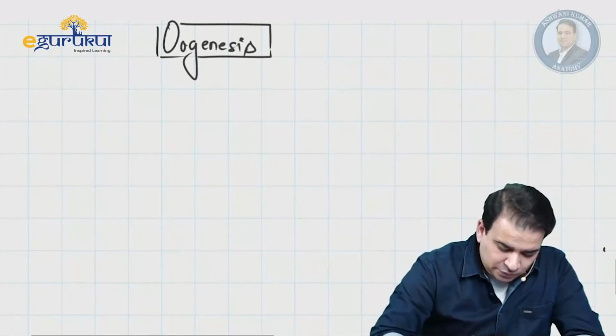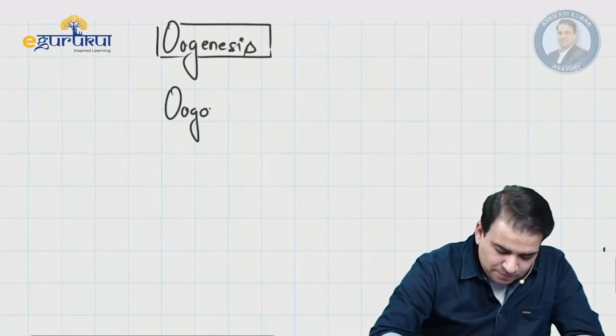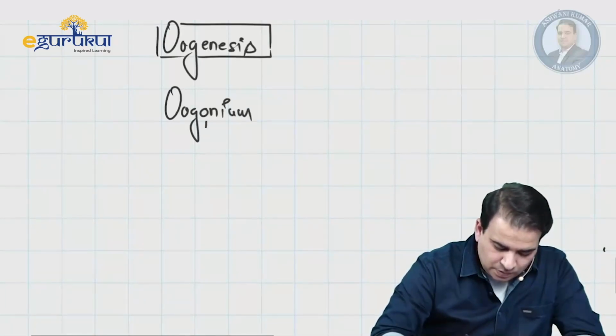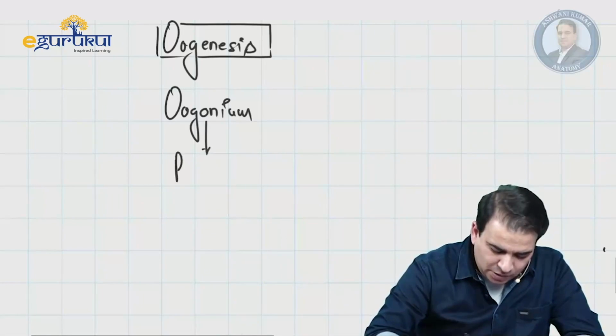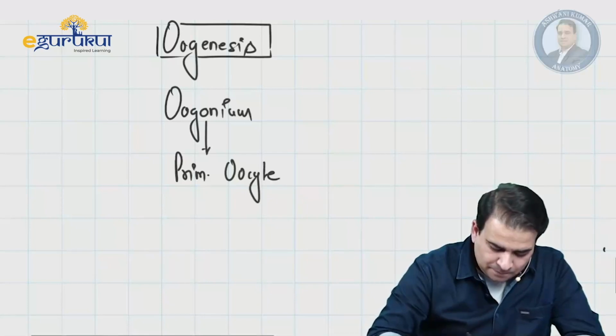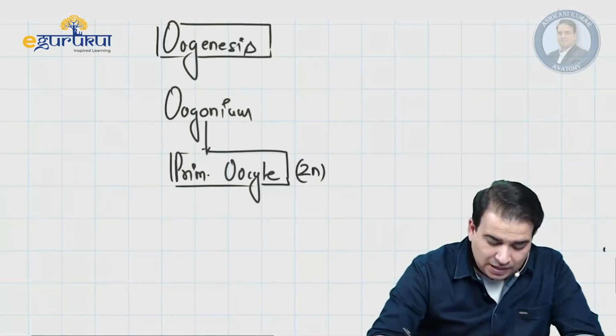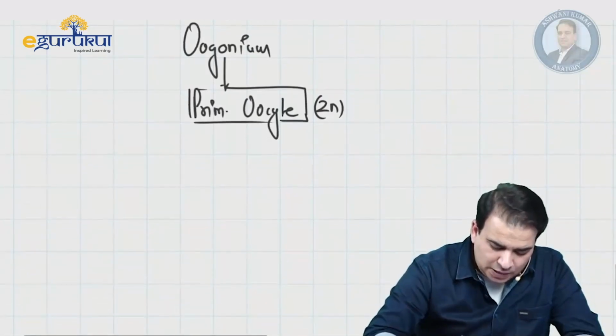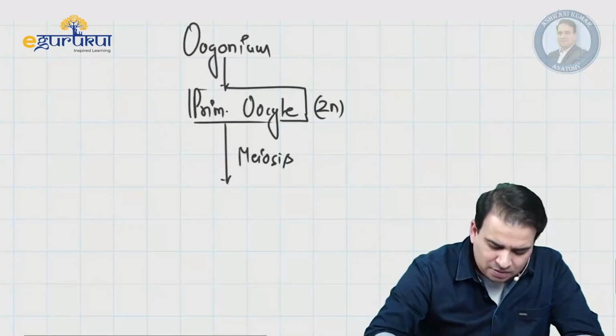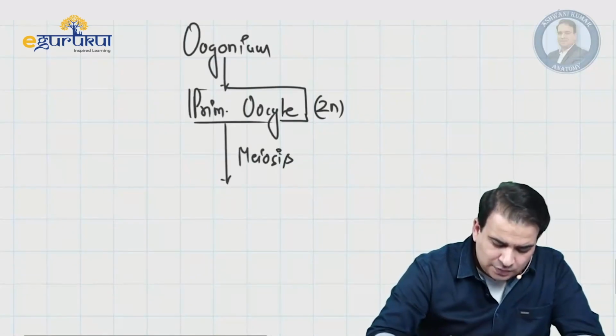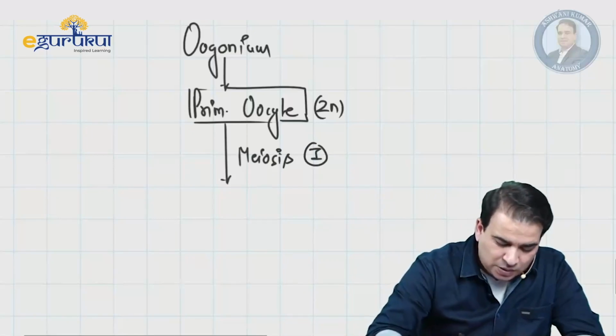So again, in case of oogenesis, the oogonium will give rise to the primary oocyte. The same mitotic division, they will give rise to the primary oocyte, which are diploid. And then this primary oocyte will undergo the process of meiosis 1. Just like in spermatogenesis, it will also go under the process of meiosis 1.